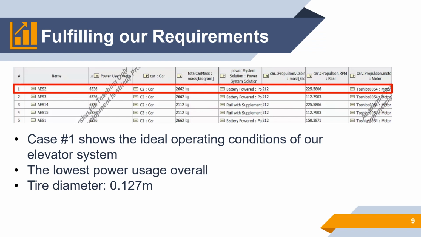This diagram here is part of the results of our trade study. As you can see by the red box, case number 1 shows the ideal operating conditions of our elevator system since it showcases the lowest power usage overall. It is also important to highlight that the tire diameter for this case is 0.127 meters. With this trade study, we have demonstrated a complete model in SysML that can take our inputs and functions and output effective results.